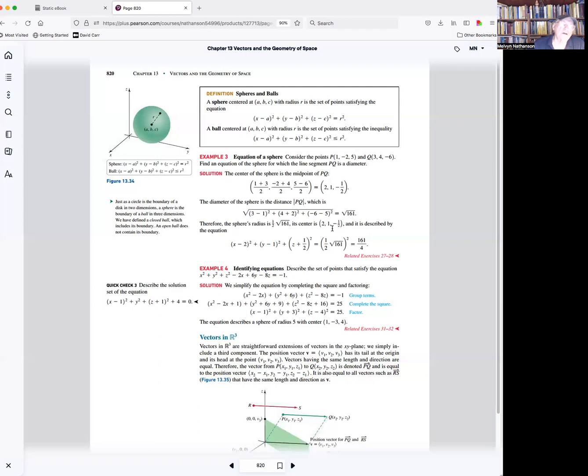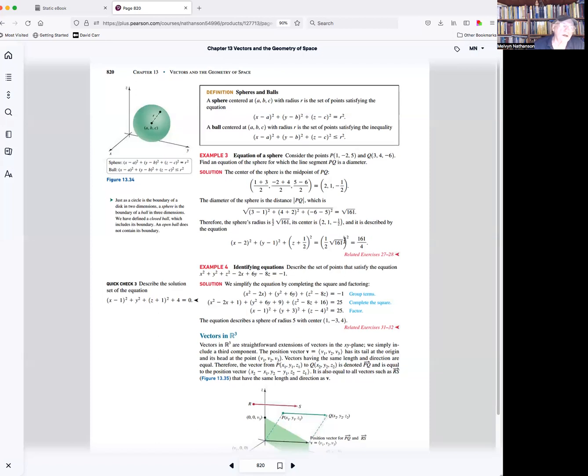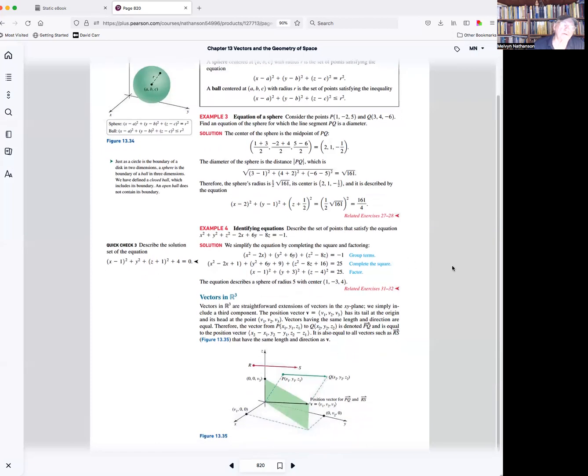This is the center. So the equation of the sphere is (x minus 2) squared, (y minus 1) squared, (z minus -1/2), which is (z plus 1/2) squared, equals the radius squared, which is 161 over 4. So that's the simplest geometry we have of spheres and balls in three-dimensional space.